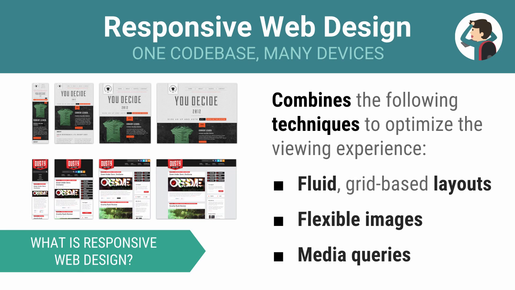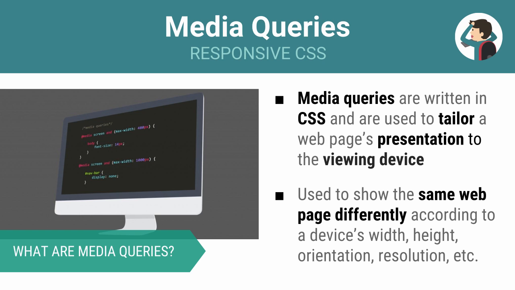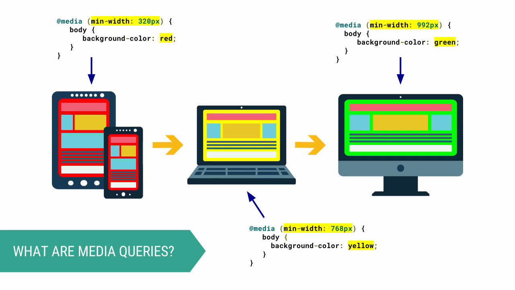There's three main techniques that comprise responsive web design: the use of fluid grid-based layouts, flexible images, and media queries written in CSS. Let's start with media queries. Media queries are rules or filters written in CSS that allow you to present a page differently based upon the viewing device's size. Let's take a look at an example.